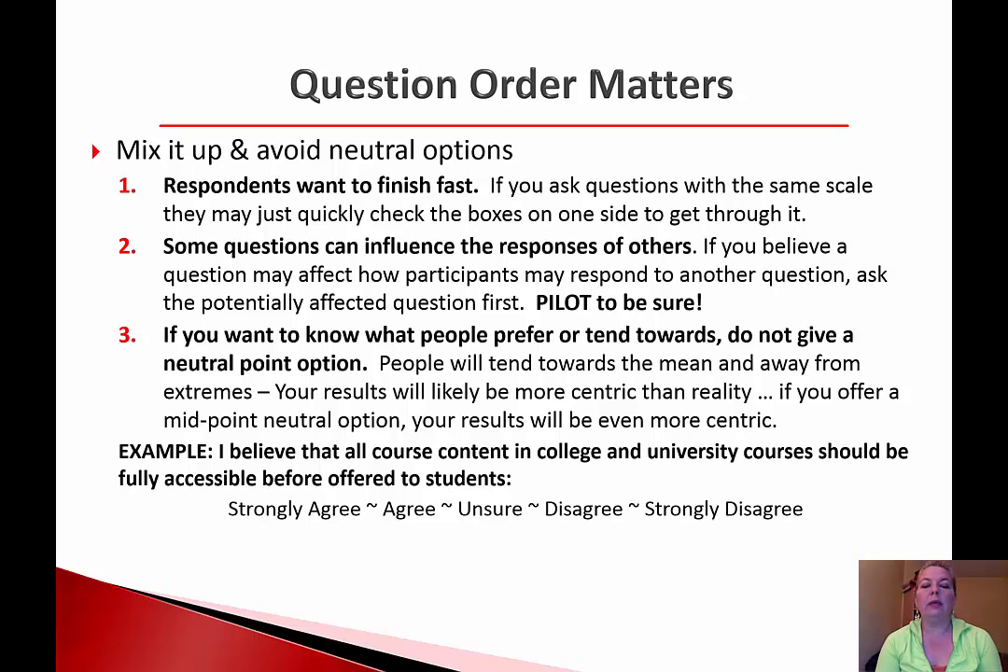Your results will likely become more centric than reality. If you offer a midpoint or neutral option, your results will be even more centric or more neutral. And if you really want to know where people lean or prefer, you just need to get rid of that midpoint. Example, I believe that if I were to ask this question of faculty, I believe that all course content in college and university courses should be fully accessible before offered to students. And I give them strongly agree, unsure, disagree, and strongly disagree.